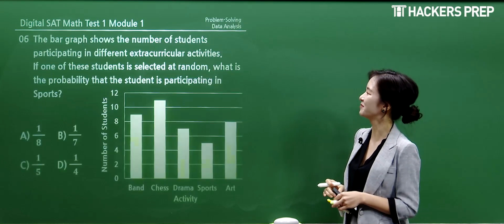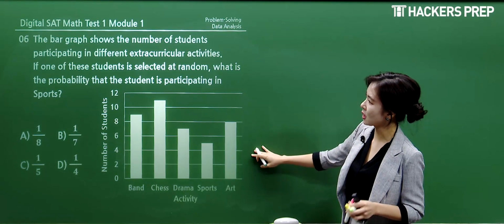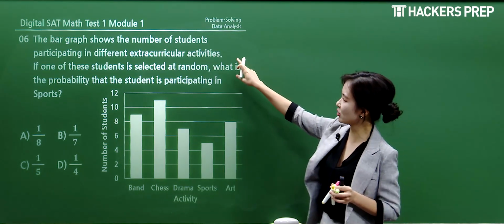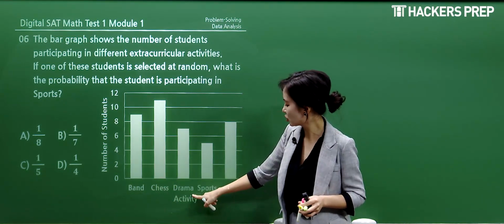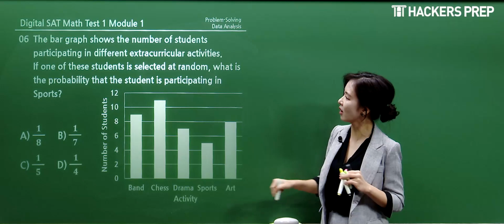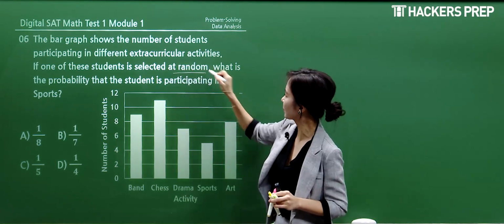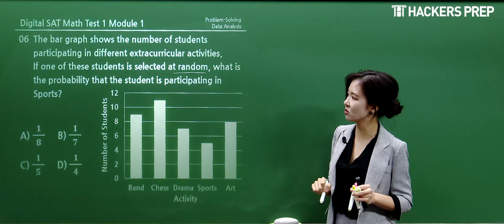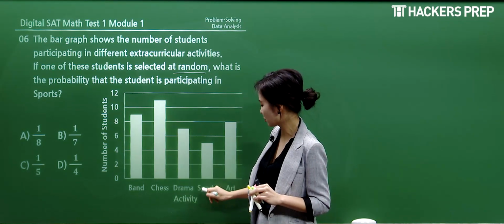Okay, great. Let's move on. Question 6. The bar graph shows the number of students participating in different extracurricular activities. So it seems like we have band for music, chess, drama, sports, and art. If one of these students is selected at random, what is the probability that the student is participating in sports? So we are given a specific category, which is sports right here.